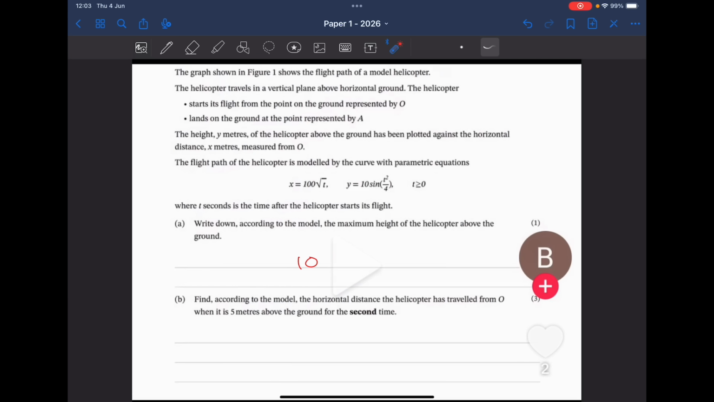Find, according to the model, the horizontal distance the helicopter has travelled from the origin when it's 5 meters above the ground for the second time. So we need to solve that y equation. So 10 sine of t squared on 4 is equal to 5. Dividing by 10, we have sine of t squared on 4 is equal to a half.